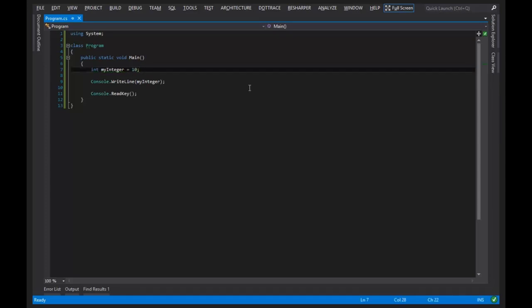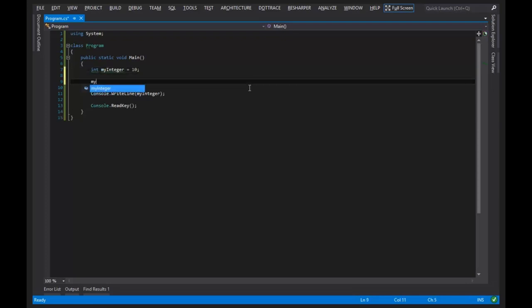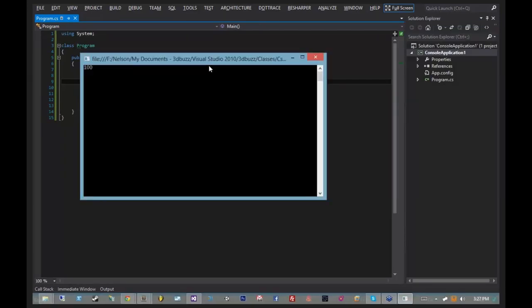So what we can do with integers are a variety of different operators that a lot of people will be familiar with. For example, I could say my integer equals my integer times my integer to square it if I wanted to. And if I were to run this program, I would get 100.